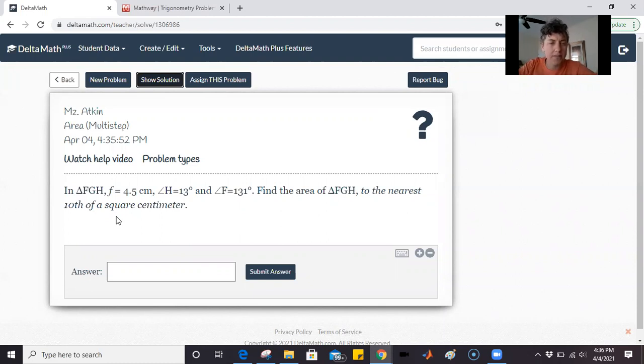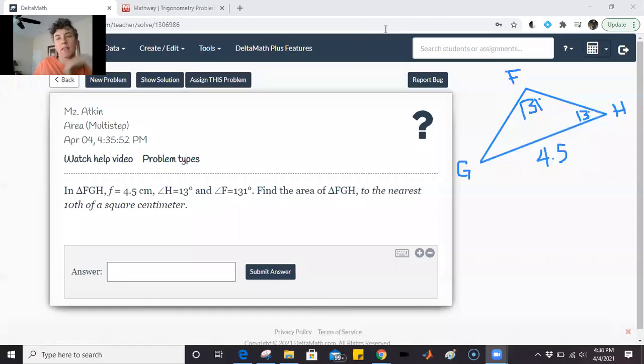We're going to do triangle FGH. f is equal to 4.5 centimeters, H is equal to 13 degrees, F is equal to 131 degrees. Find the area of the triangle to the nearest tenth of a centimeter. So first, let's draw our picture. So here we've got our picture. Angle F is 131. Across from it is side f, which is 4.5. We've got angle H, which is 13 degrees.